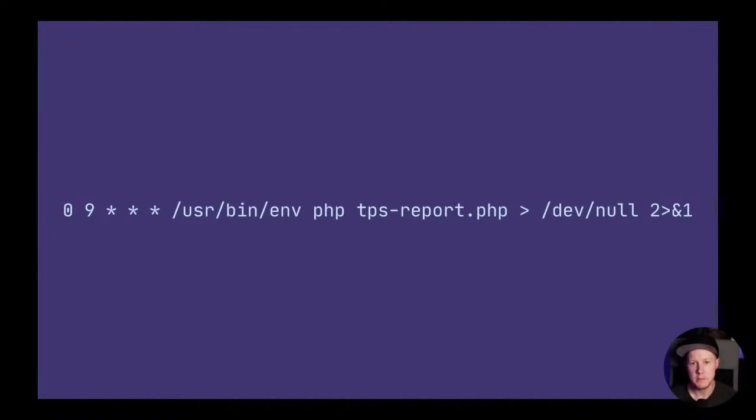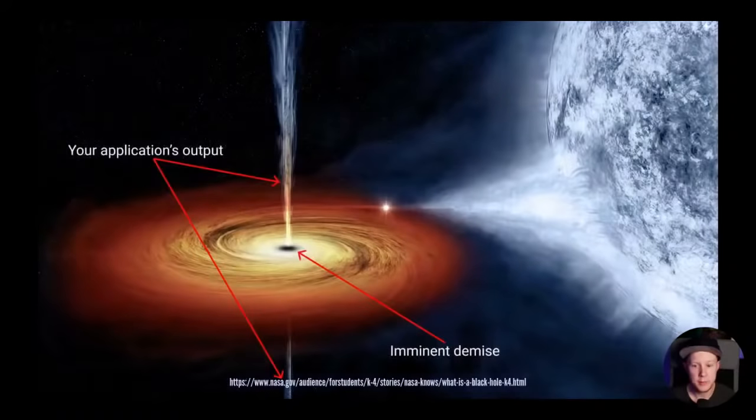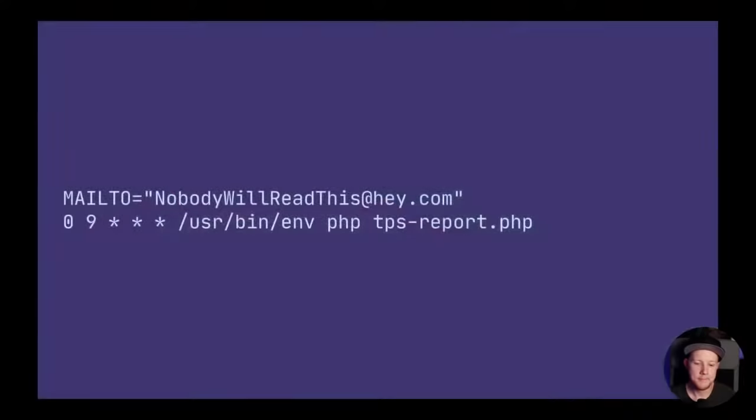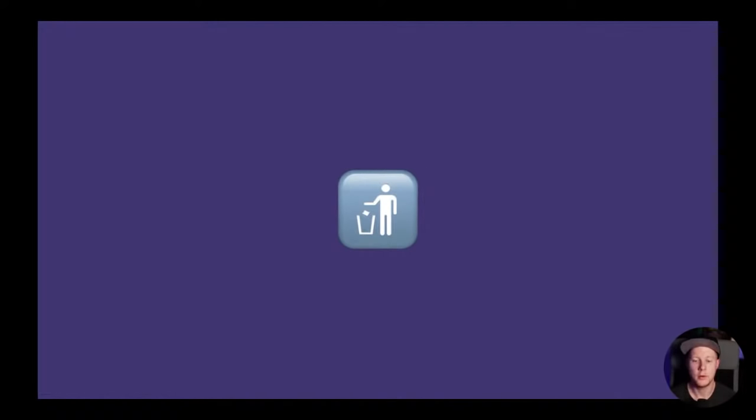And what this essentially means is to redirect all of your output, whether that's an error from the standard error or standard output, so just log output from your application, gets sent into effectively a black hole. You could put a MAILTO entry. So before each cron expression, you can put MAILTO equals and then an email address. But let's face it, no one is going to read that output. May as well just throw it in the bin.